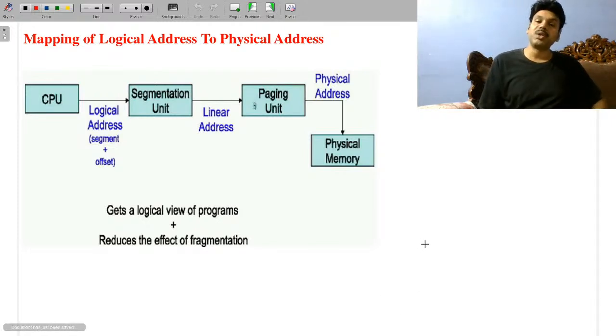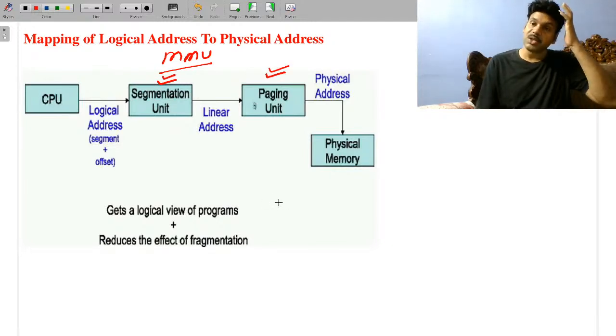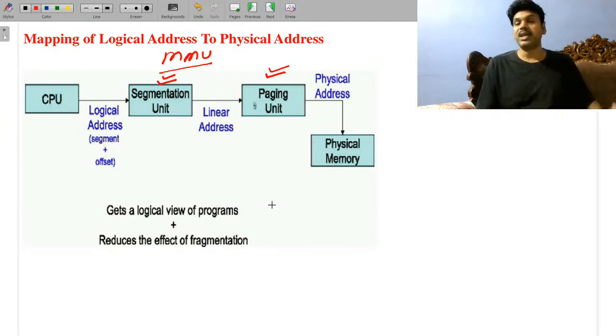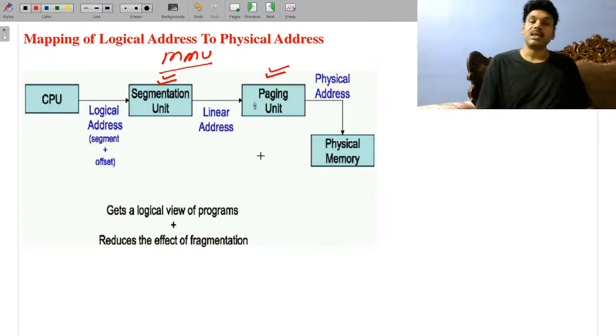Now we have two important units in your MMU: one is the segmentation unit, the other one is the paging unit. The segmentation unit divides your entire program into a variable number of blocks, and if you are still unable to load onto memory due to insufficient memory, then you immediately apply the paging concept. Now it is offering you segmentation and paging together. That's why there is a need for two important units, the segmentation unit as well as the paging unit. After that we access your physical memory.